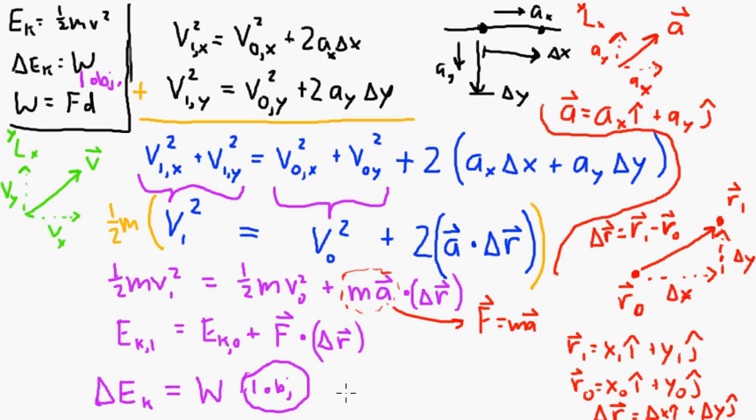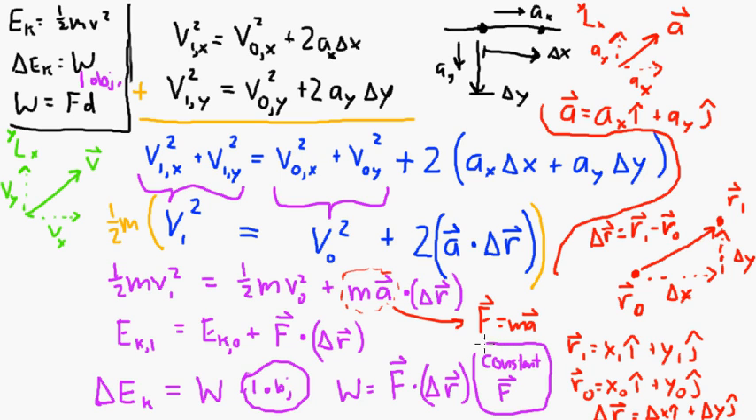Circle this and say just for one object, and work equals force dot displacement. And this is also for constant force. So for a force that's not changing, this is work. Work is F dot delta R.